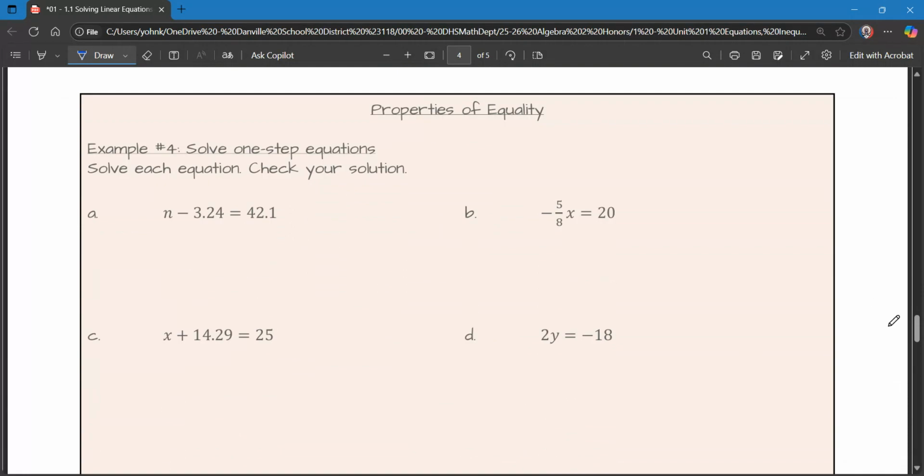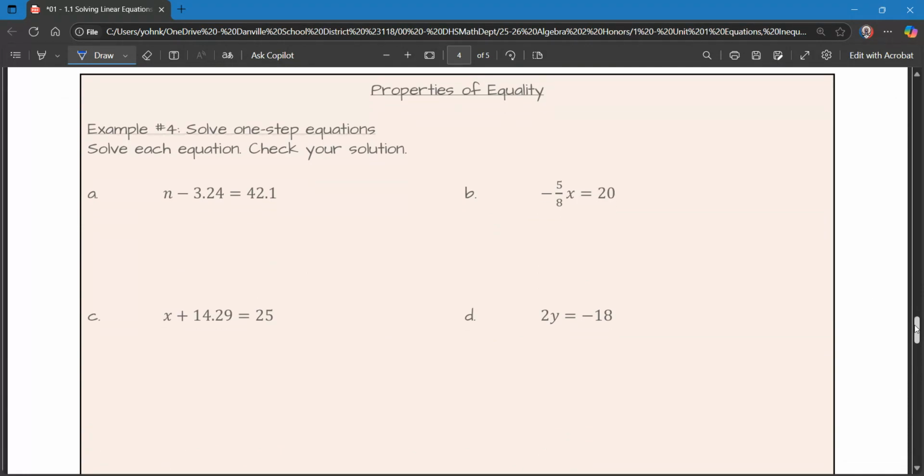What I'm going to introduce to you is that, remember, this thing called a solution that comes out of an open sentence, and sometimes you have to see if it makes a true or false statement. So, solve each equation, check your solution. That's the new part in the directions.